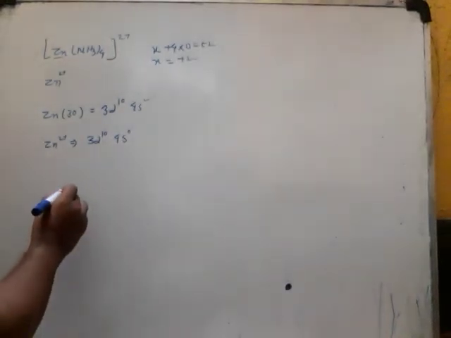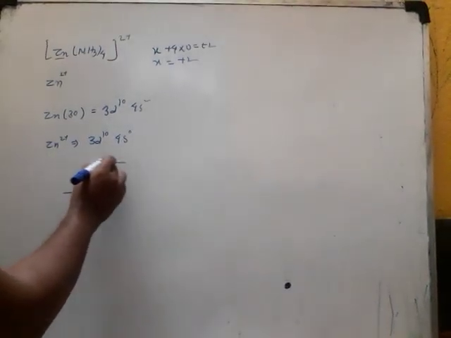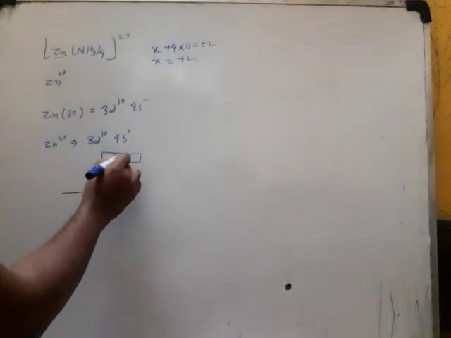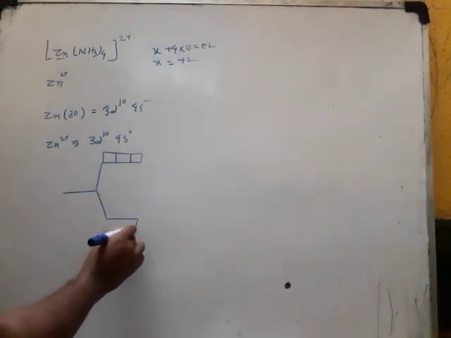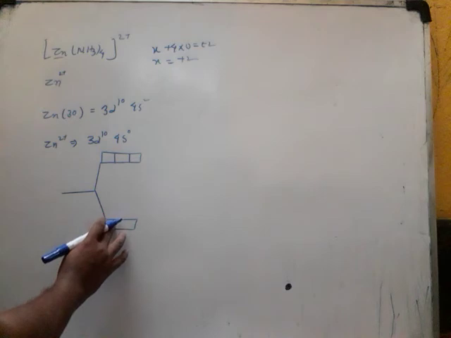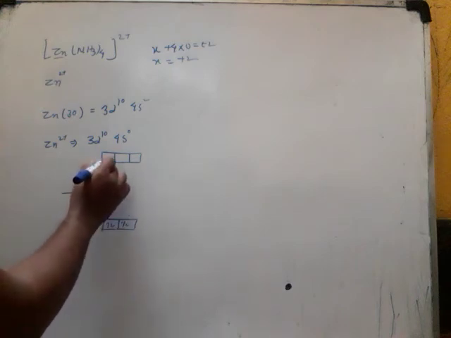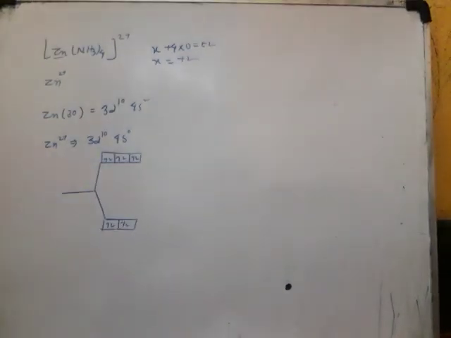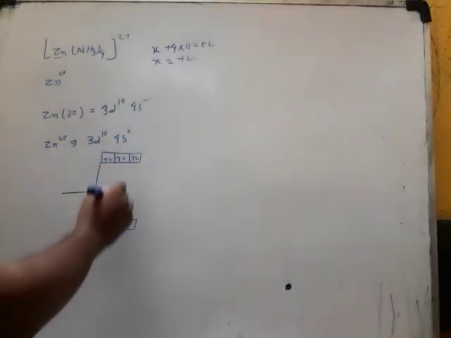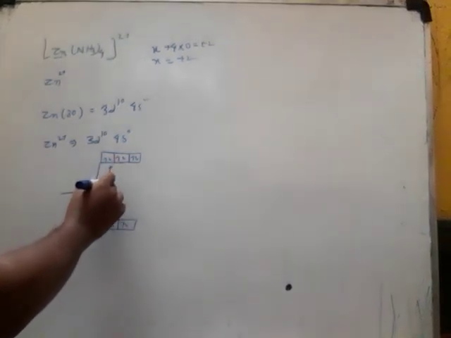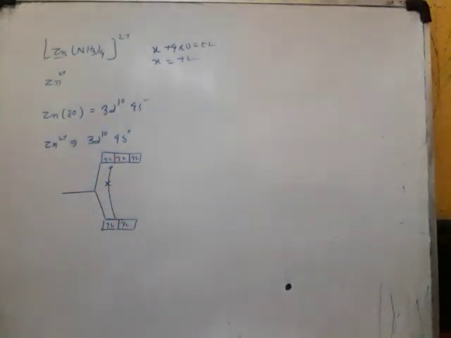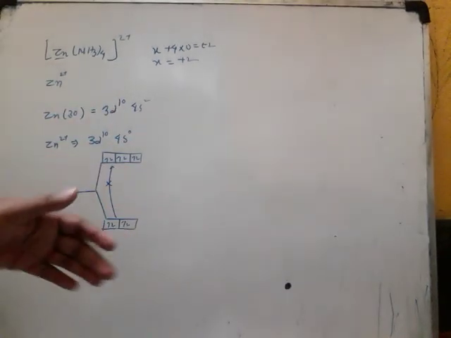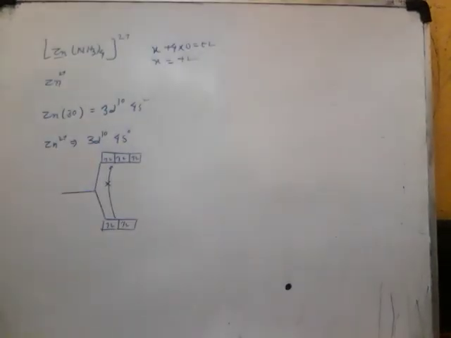So when Zn2+, all the orbitals are fulfilled by these 10 electrons. So dd transition is not seen. So it is seen that [Zn(NH3)4]2+ is a colorless complex.